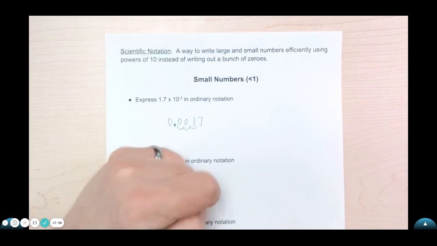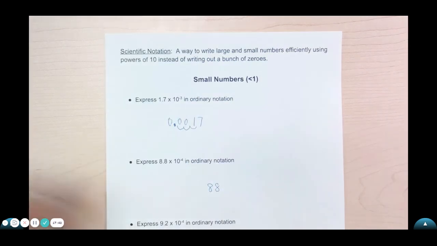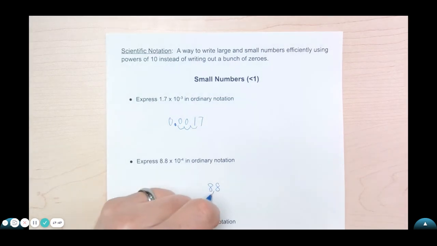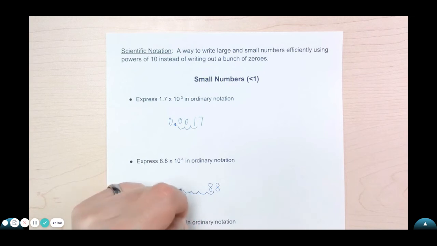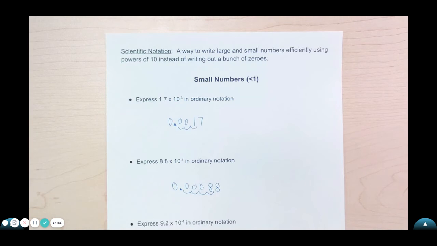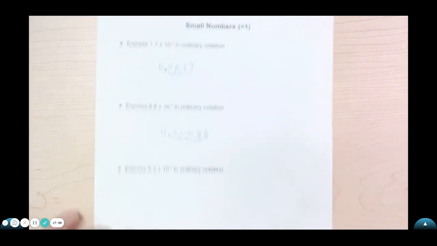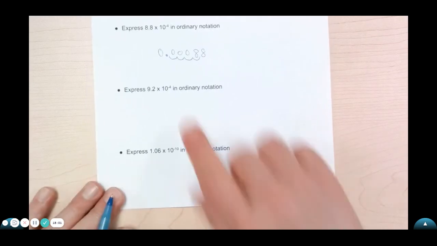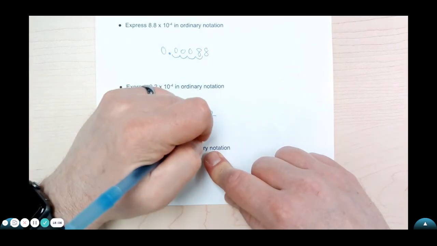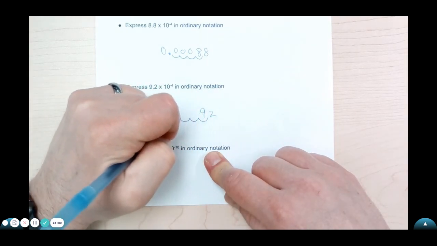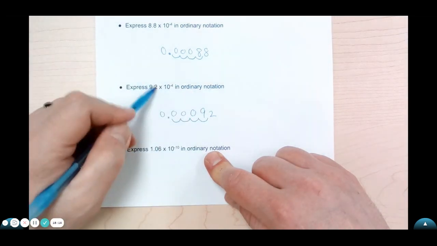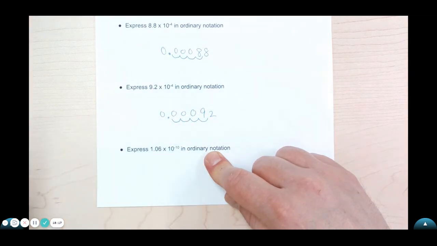8.8 times 10 to the negative fourth. Here's my 2 8s. There's where the decimal starts. I have to move it 4 times. 1, 2, 3, 4. Placeholder zeros, fill them in. There you go. 9.2 times 10 to the negative fourth. Here's my 9. Here's my 2. 1, 2, 3, 4 moves. Backfill with placeholders. There you go. 2 significant digits here, 2 significant digits here.